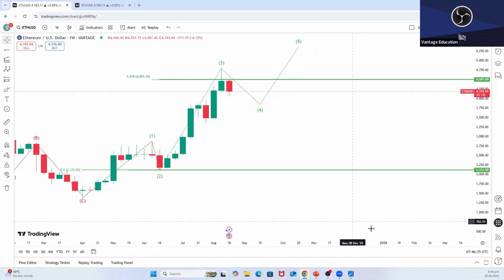Do you guys see that? Do you guys see how everything is playing out nicely? Take note, I could still be wrong, by the way. I could still be on the wrong wave count, but so far, it's giving me clarity that I am correct.